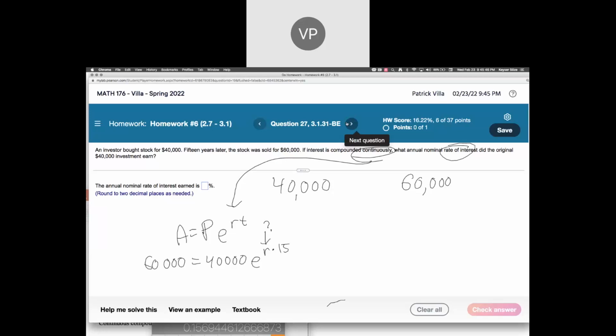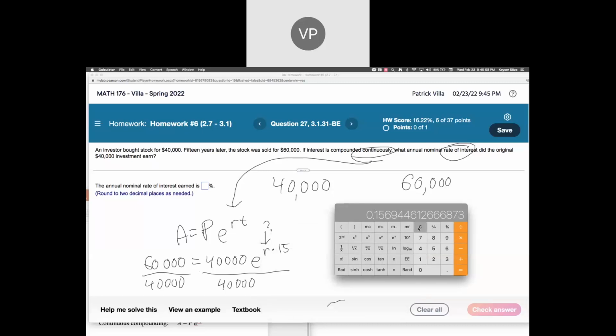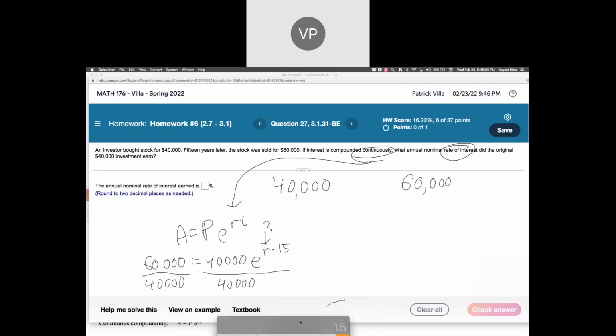So how do I solve this? Remember the first thing, get rid of this number in front of the e. Divide both sides by 40,000. Now, if you need your calculator to do it, not a crime. I have 60,000 divided by 40,000, and I get this 1.5. Now, just so you're clear, that's the multiplier of your account. Your original money was times 1.5. That's how much it went up to get to where we are.